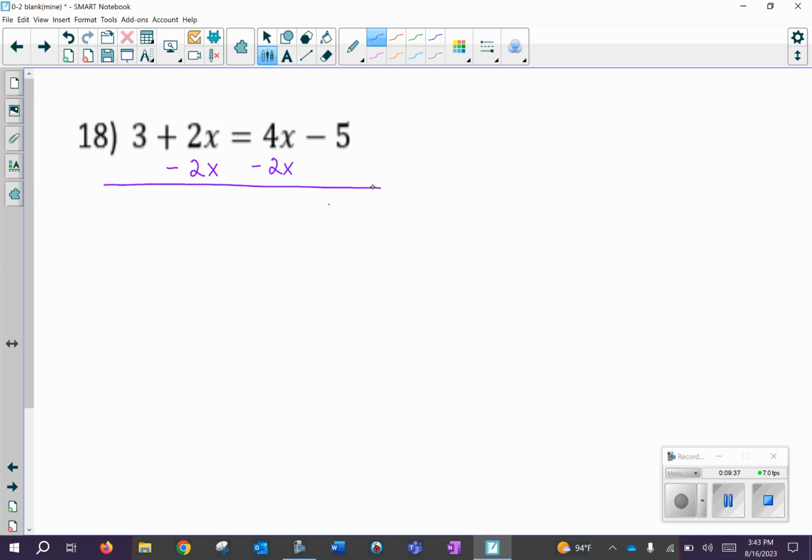Draw that line. And therefore, on this side, I'm left with 3. On this side, I have 2x minus 5. So I want to isolate the x again, so I want the 5 to go away. So I'll add 5 to both sides. That's gone. And now I have 8 equals 2x. I want to undo that multiplication by dividing by 2. Again, those cancel. And 4 equals x, or x equals 4.